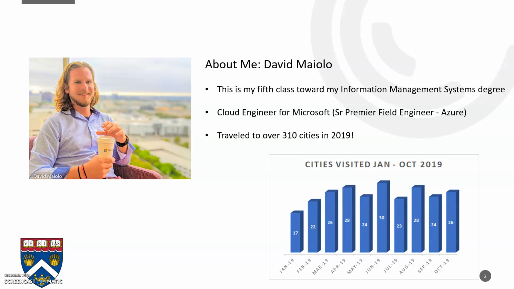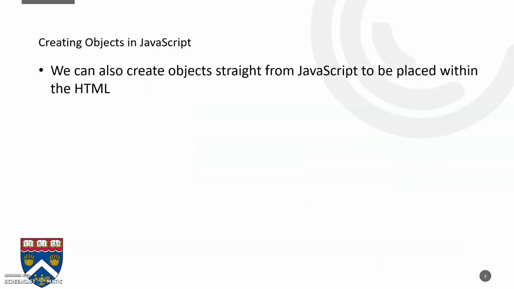A little bit about me: I am a cloud engineer for Microsoft. I'm a senior premier field engineer, specifically working in the Azure space. An interesting tidbit about me is I do travel a lot. About 310 cities I got through in 2019. Obviously, COVID has slowed that down quite a bit in 2020. I find myself in New York right now, kind of stopped since my last engagement travel. Not a lot of engineers travel that much. I like it, and that's an interesting note about me.